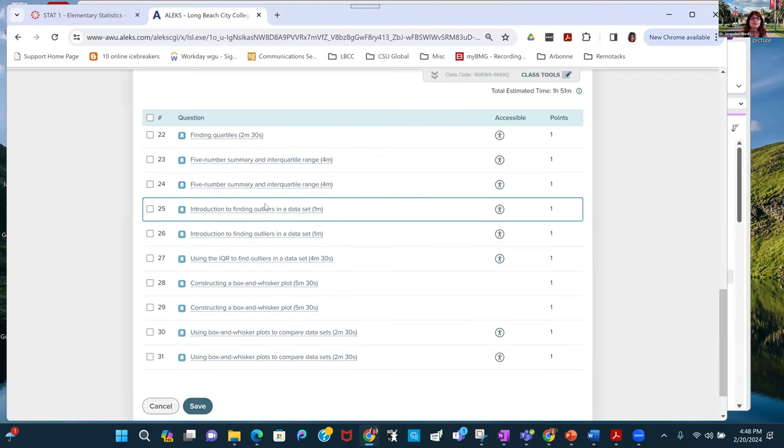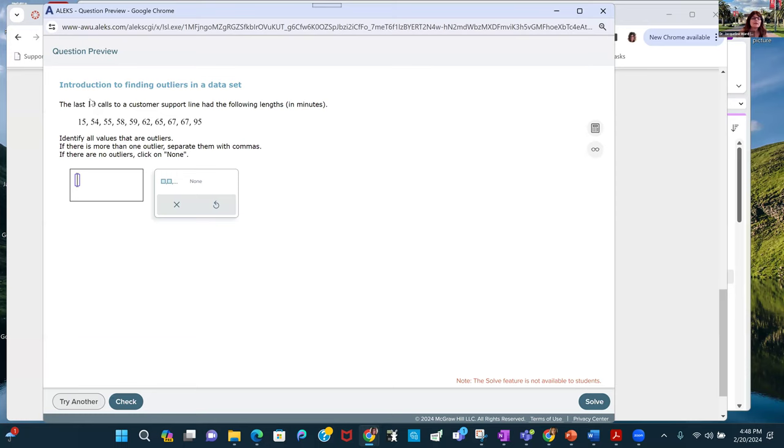Okay, so introduction to finding outliers. The last 10 calls to a customer service support line had the following lengths in minutes. So look, most of these are in the 50s and 60 minutes. And then one call was 15 minutes, one call was 95 minutes. One call was really short, one call was really long. So those two are outliers.